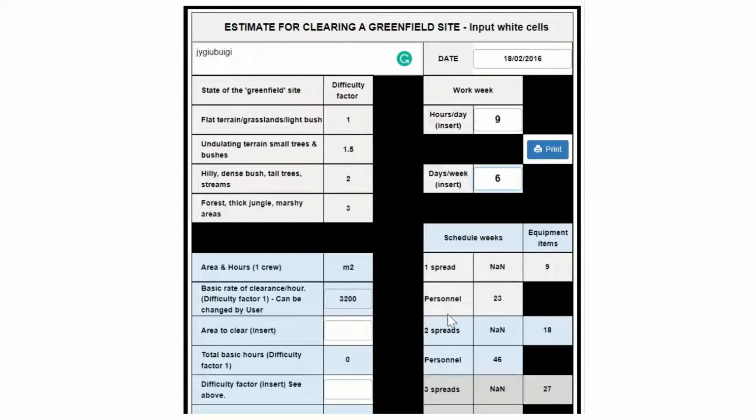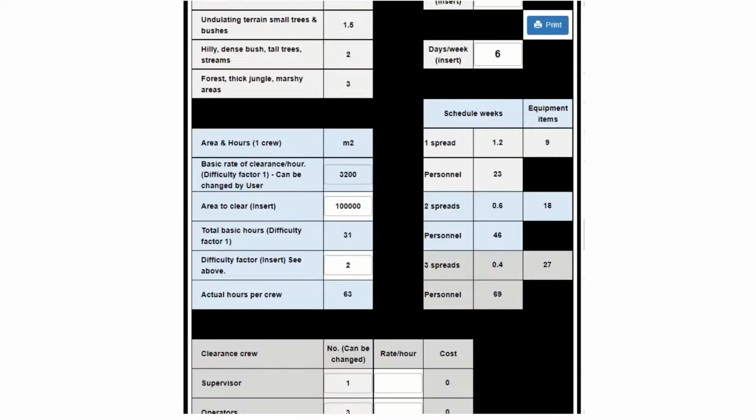For the purposes of this example, let's now enter a number for the area to be cleared, say 100,000 square meters, and assume a difficulty factor of 2, which tells us that one crew, or spread, will take roughly 62 hours to do the job, translating into just over a week, with 9 equipment items and 23 personnel as shown on the right. For convenience, we are also shown what the effects of having 2 or 3 spreads would obviously have on time and numbers.